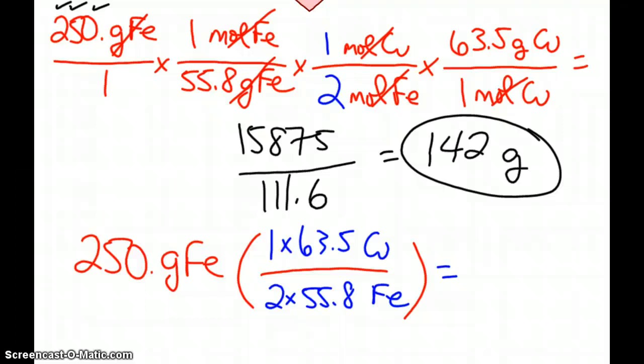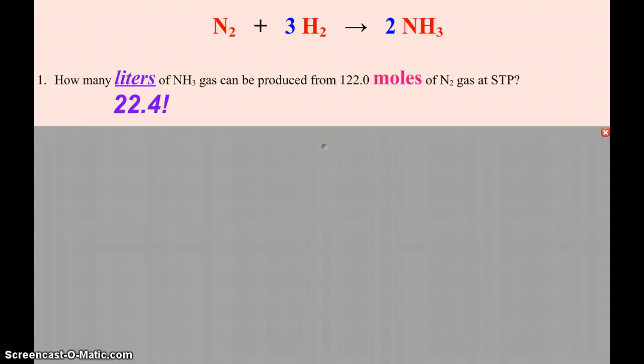I do want to show you liters and particles because I mentioned that. So if you look at our next sample or example, here we have the recipe for ammonia again, nitrogen and hydrogen making ammonia. They're all gases, so we can involve liters here. So the question says, how many liters of ammonia gas can we produce from 122 moles of nitrogen gas?